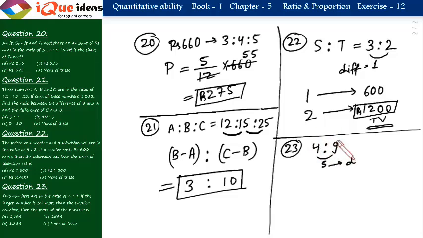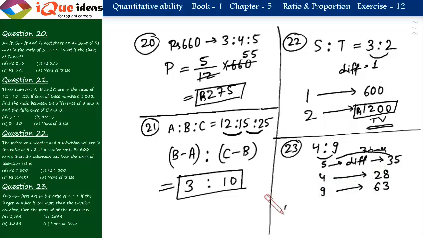So 5 is the difference which is equivalent to 35. That means 7 times. Right? So 4 will be 7 times 4, that is 28, and 9 will be 7 times 9, that is 63. I repeat, look at the difference of 4 and 9, that is 5. But the actual difference is given as 35. So the ratio difference is 5, the actual difference is 35. So 5 is equivalent to 35, which means it has to become 7 times. So 4 will be equivalent to 28, and 9 will be equivalent to 63.